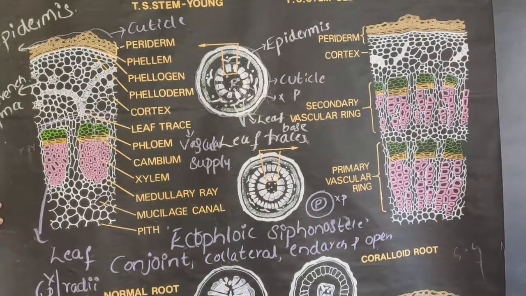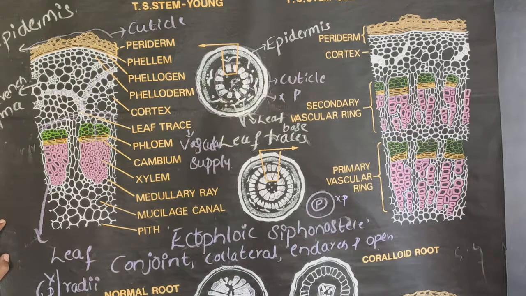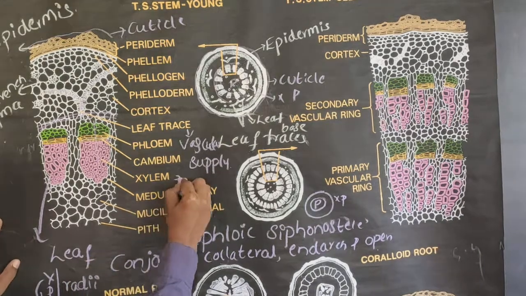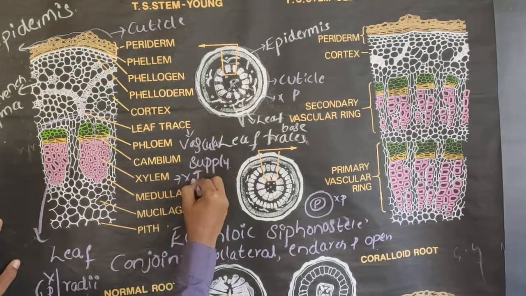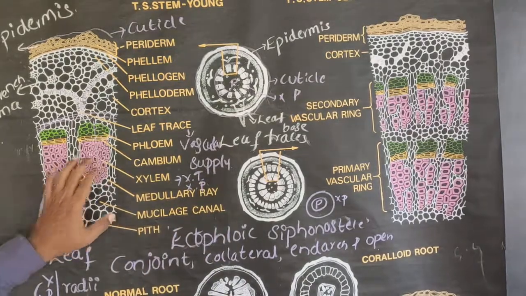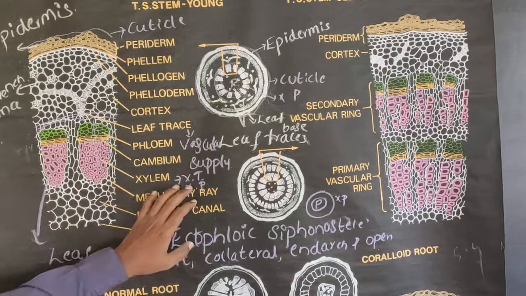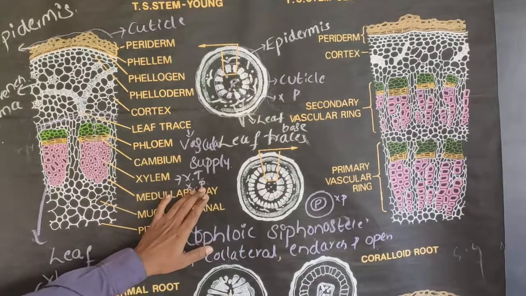So this is about the vascular cylinder in case of cycas stem. And another important feature: in case of xylem, only the xylem tracheids and xylem parenchyma are present. Usually the vessel elements are absent. They are represented by only tracheids and the xylem parenchyma.